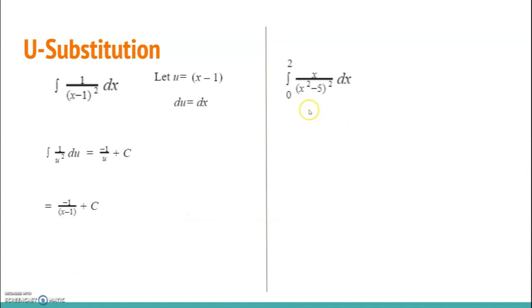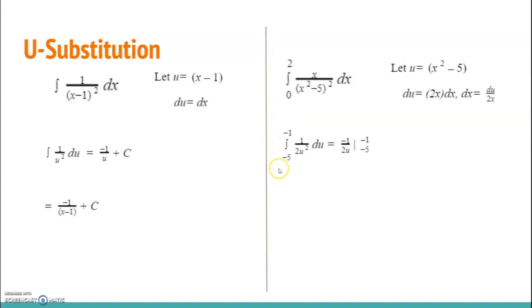Now let's look at a definite integral using u substitution. We're going to look at the integral from 0 to 2 of x over x squared minus 5 squared dx. This one actually works out fairly nice, because when you let u equal x squared minus 5, you get that du is equal to 2x dx, and we already have an x on the top, meaning that we end up getting 1/2 times 1 over u squared du.